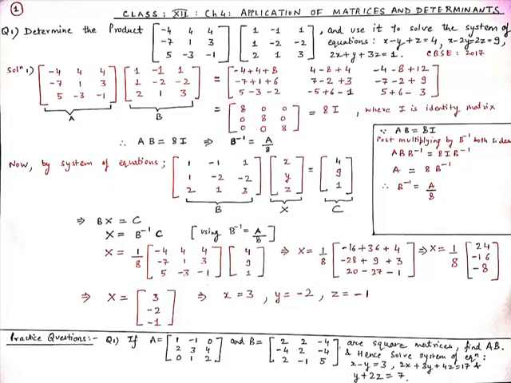Today in this video we'll do some more questions which are based on applications of matrices and determinants. Students, our first question for today is: determine the product of [-4, 4, 4; -7, 1, 3; 5, -3, -1] into [1, -1, 1; 1, -2, -2; 2, 1, 3] and use it to solve the system of equations x minus y plus z is equal to 4, x minus 2y minus 2z is equal to 9 and 2x plus y plus 3z is equal to 1.